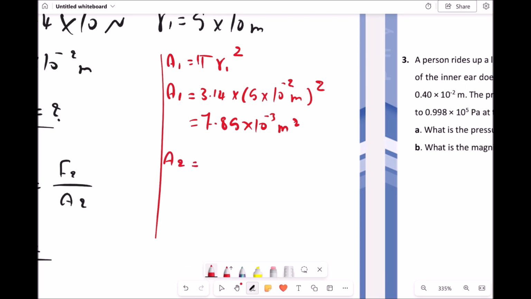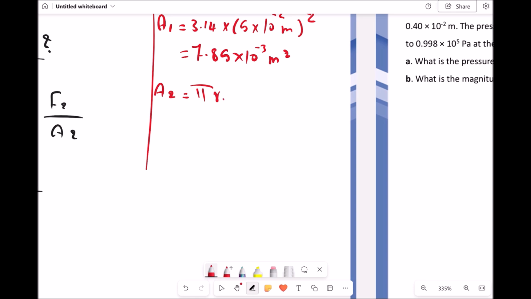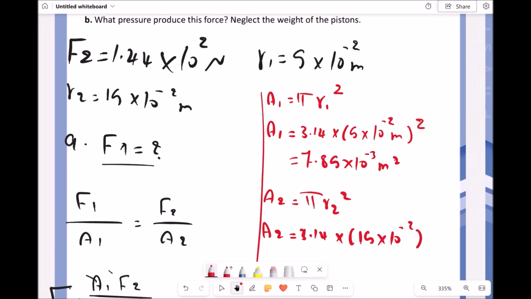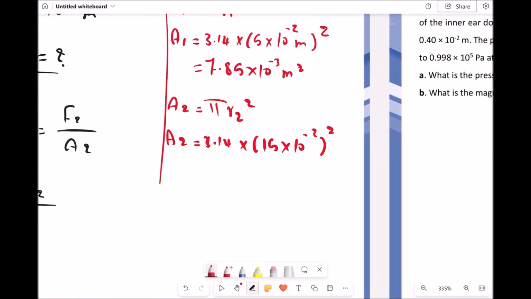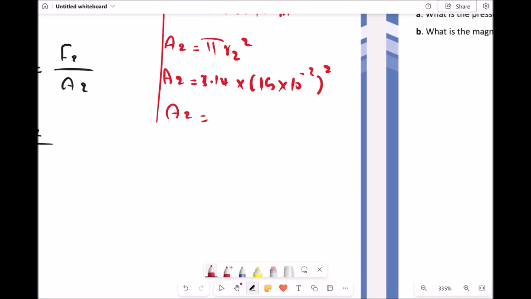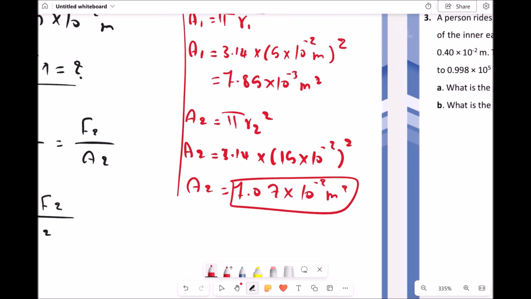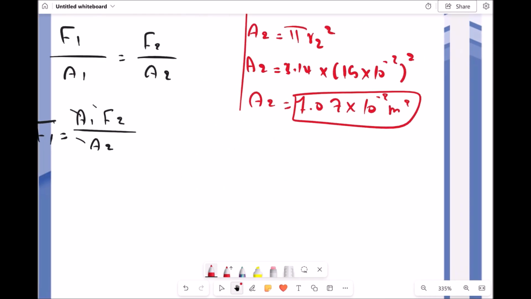Same thing for area 2. You'll say pi r, the second r squared. Then you'll say area 2 is equal to 3.14 times R2, which is 15 times 10 to the power of minus 2. Is it minus 2? Yes, minus 2. All of it squared. Then you have A2, which is equal to 7.07 times 10 to the power of minus 2 meter squared. This is area. And this is the second area, and this is the first area. Take them and put them in the equation.